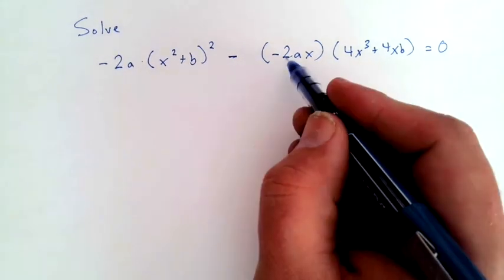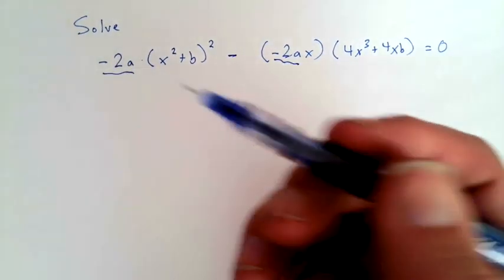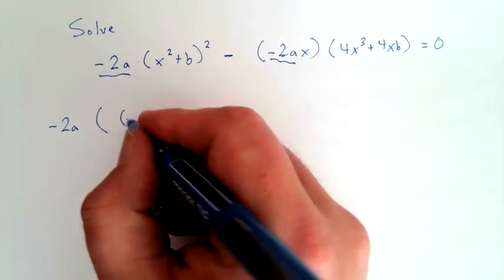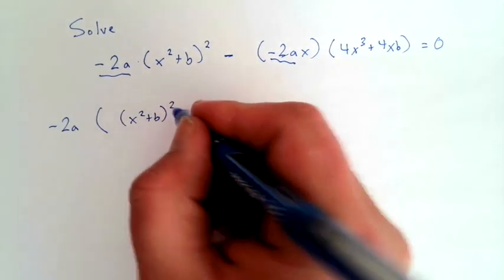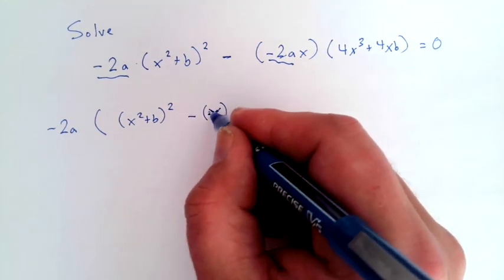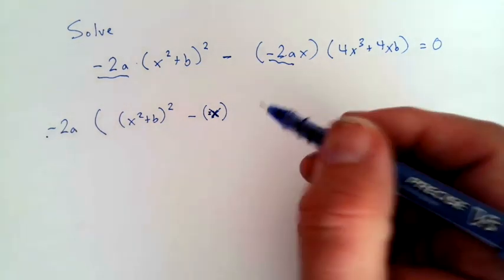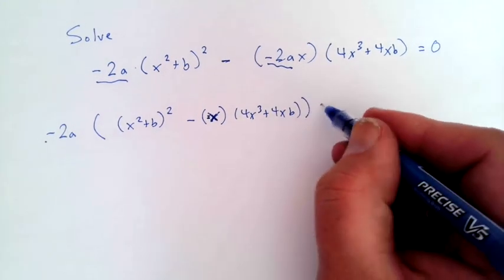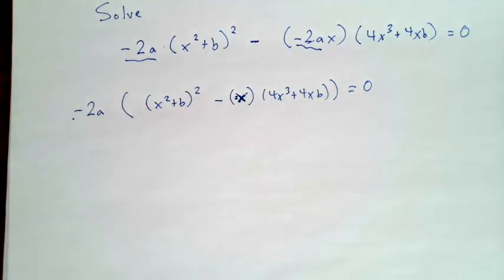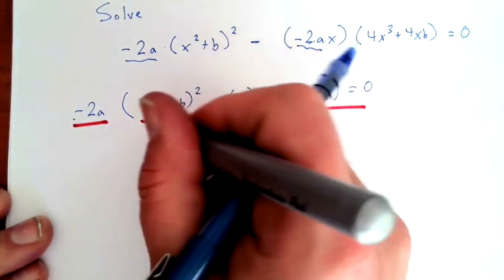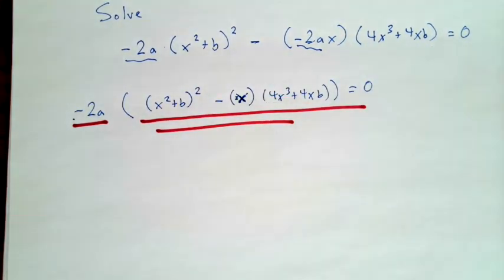So first, let's notice we can factor out this negative 2a from everything and rewrite this as negative 2a times ((x squared plus b) quantity squared minus x, and this is just a positive x now, because I factored out this negative, times (4x cubed plus 4xb)) is equal to 0. Now by the zero product property, I can split this out. Either negative 2a is 0, or this whole expression is equal to 0.